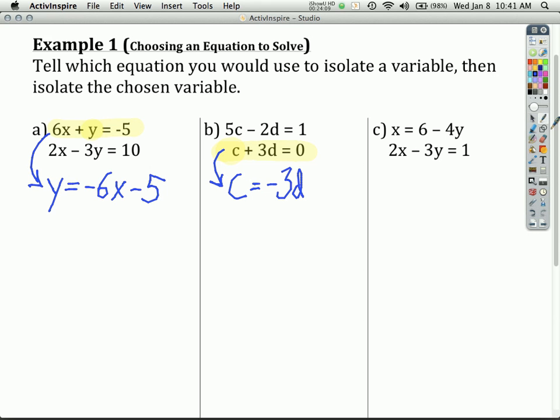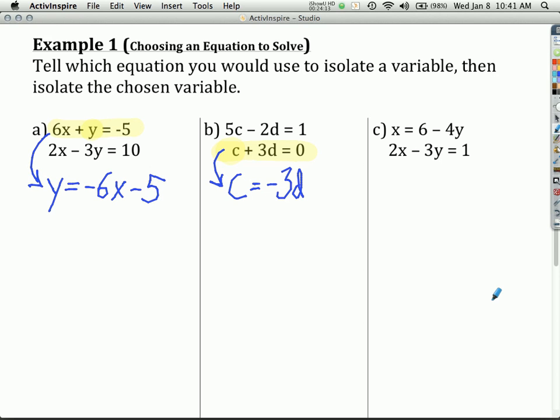Part C. Which one should we isolate? The first equation or the second? First one or the second? What do you think? Oh, I love the way you said that. First one's already isolated. Our work's already done for us. So we just explored step 1. Does anyone have any questions?